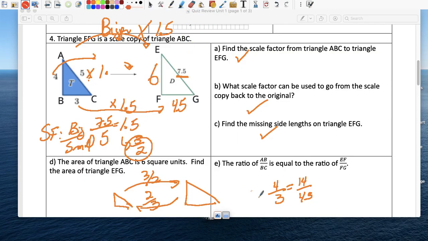Okay, so 4 over 3 and 6 over 4.5. We can cross multiply, and if you multiply 3 and 6, you get 18. You multiply these two, 4.5 times 4 is also 18. So are the ratios equal to each other? Yes, they are.